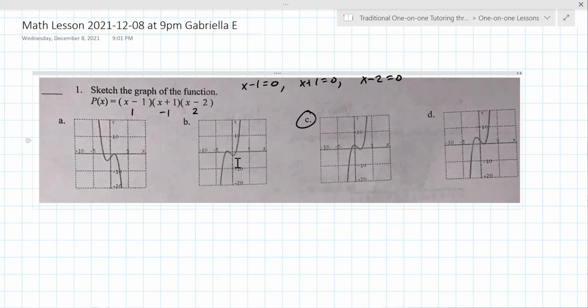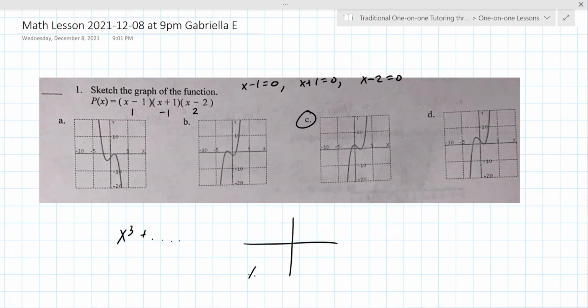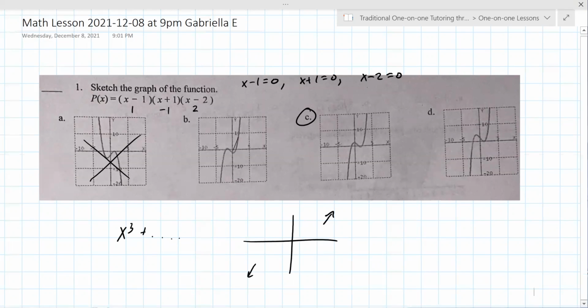Okay. Now, another thing we know is that when you expand this, you get x cubed plus a bunch of other stuff. Whenever the power is odd, it has to start low and end high. So that immediately gets rid of that one. But it doesn't exclude these other ones, and it's just hard to see. This one's only got one positive x-intercept, and we know that it's got 2 here. A little better picture would help.